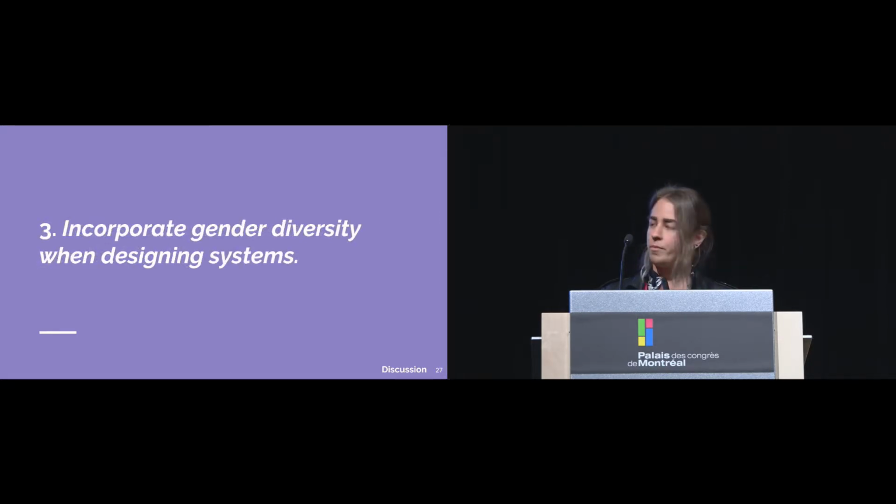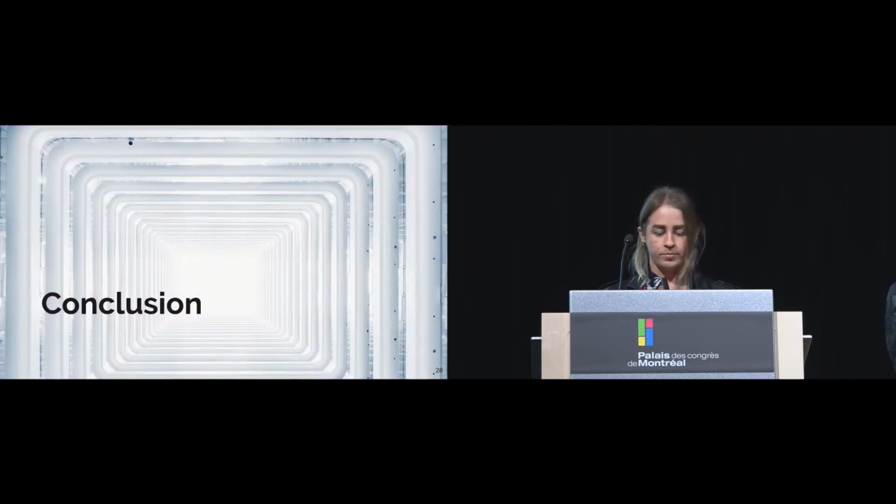And perhaps the most important point is to use inclusive and participatory methods that incorporate gender diversity when designing systems. We recommend including the perspectives of individuals with a variety of gender identities early in the design process. However, while inclusivity is important, it is also critical that it is not used at the expense of the autonomy and privacy of historically marginalized groups like transgender individuals.